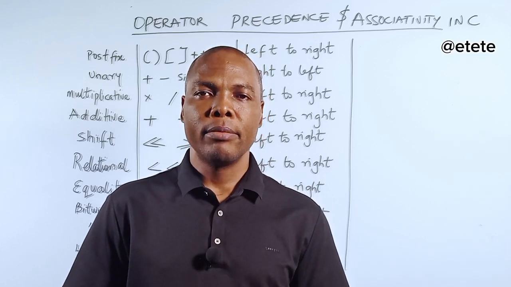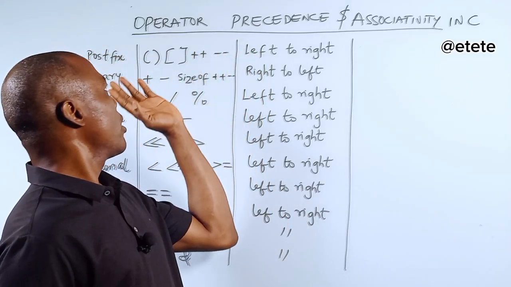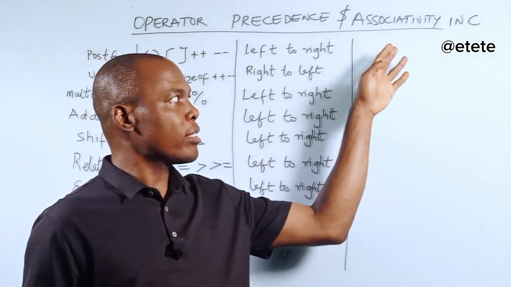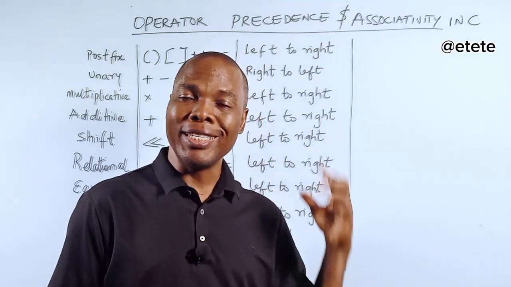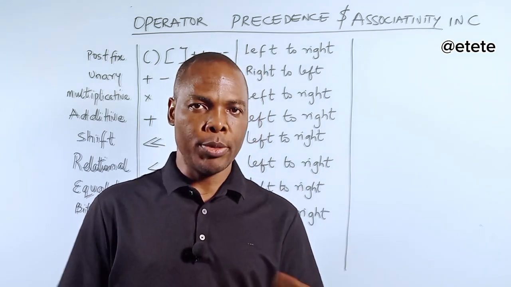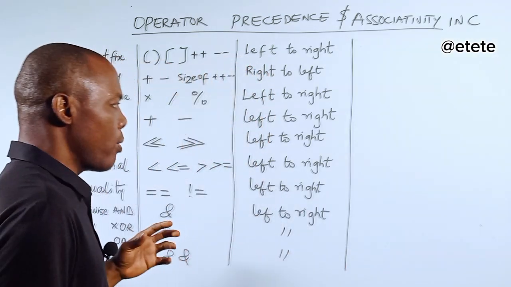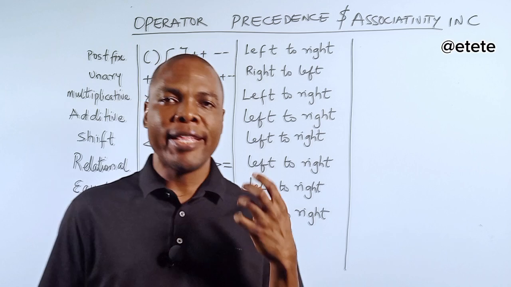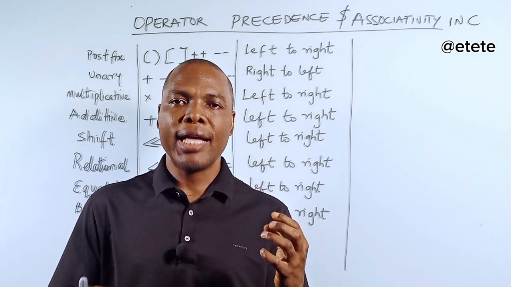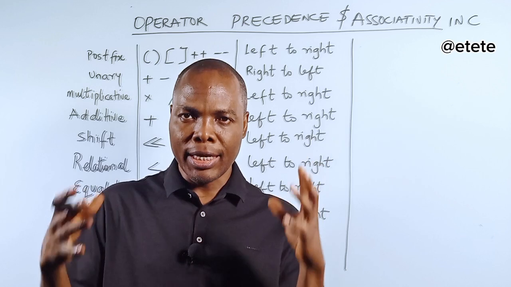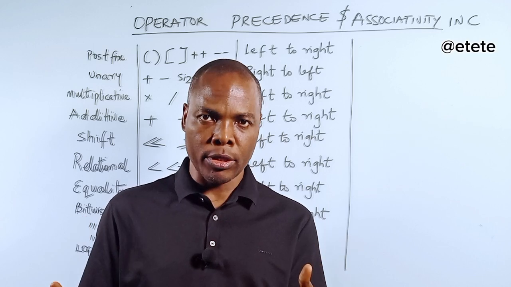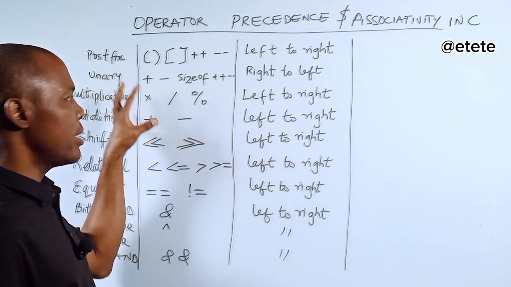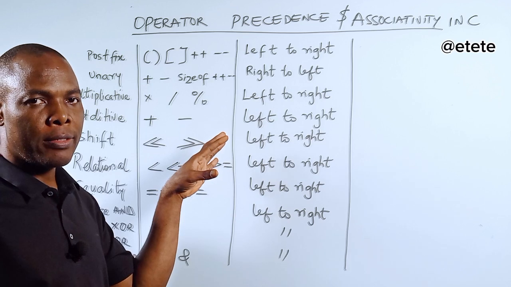Yeah, welcome back. Today we are going to look at operator precedence and associativity in C. We've been doing operators, so this is the final class on operators. Now, what if you have an expression that has multiple operators in that expression? How are you going to tackle such an expression? That is where this is very important.